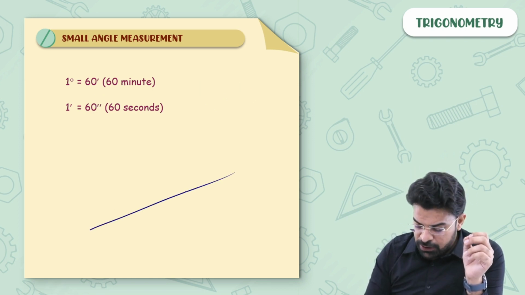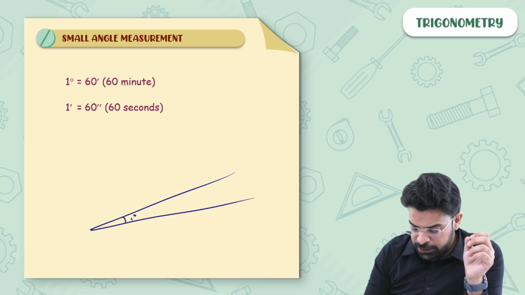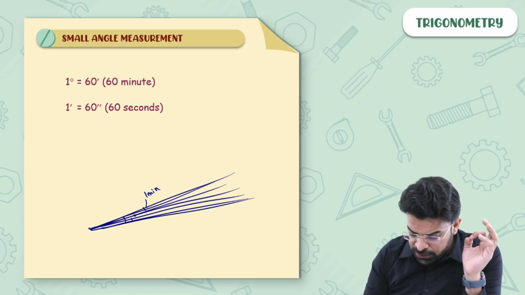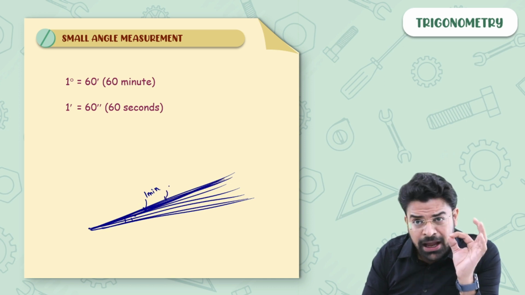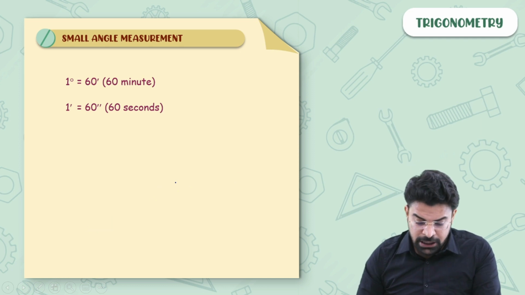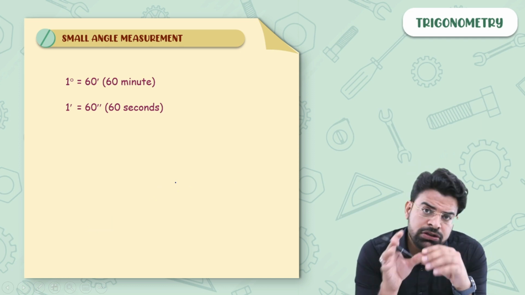So think that you have got this small angle of 1 degree. If you divide this angle into 60 equal parts, then each angle will be equal to 1 minute. And then if you further divide each minute into 60 equal parts, then each smaller angle will be equal to 1 second.